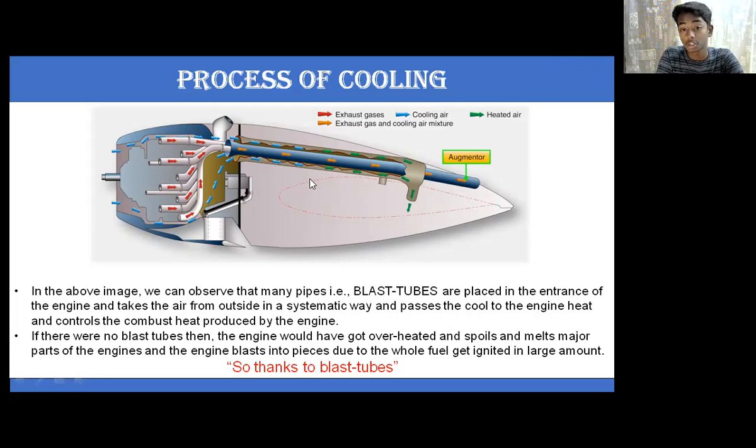If there were no blast tubes, for instance, then the engine would get overheated, spoil and melt major parts of the engine, and the engine could blast into pieces because the whole fuel gets ignited in a large amount. When an engine doesn't have a cooling system like a blast tube or any other mechanical part, then the engine automatically gets overheated, melts almost all major parts and gets turned off.